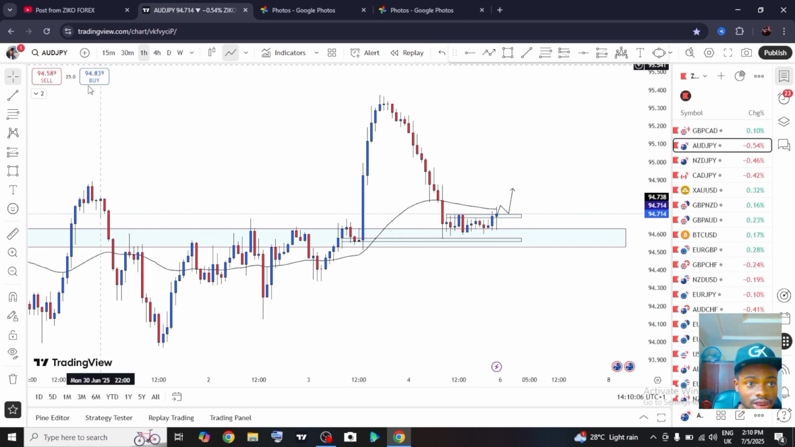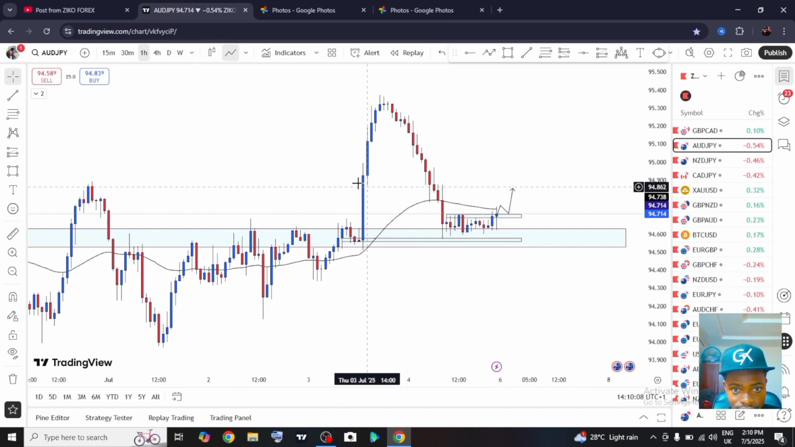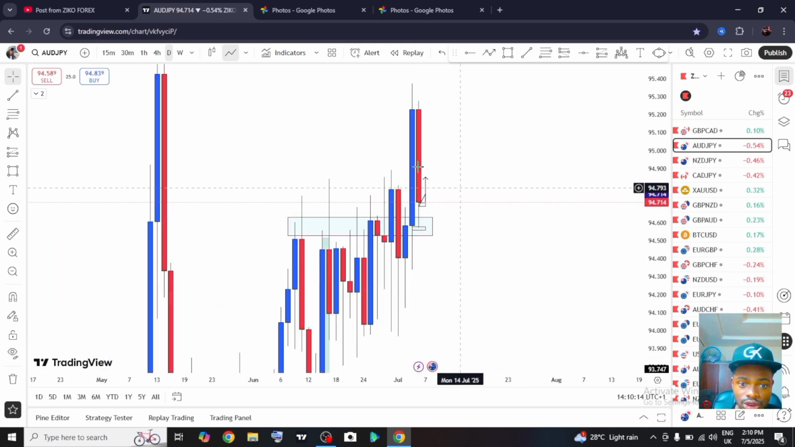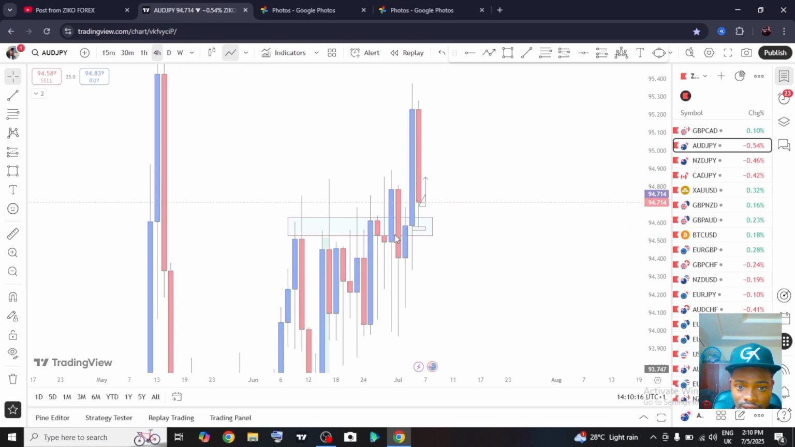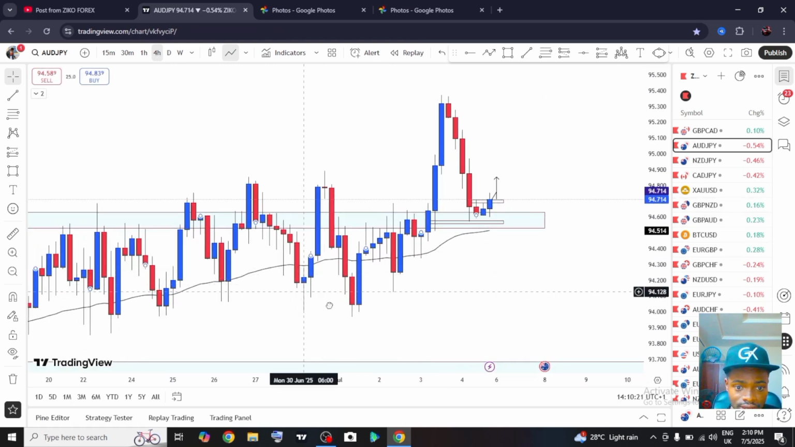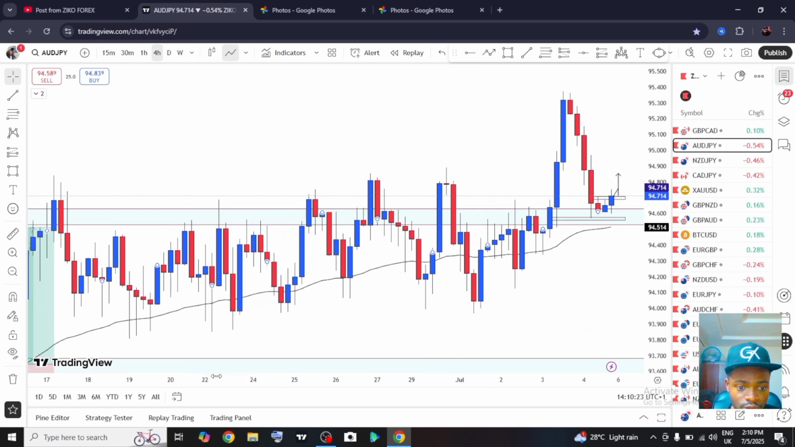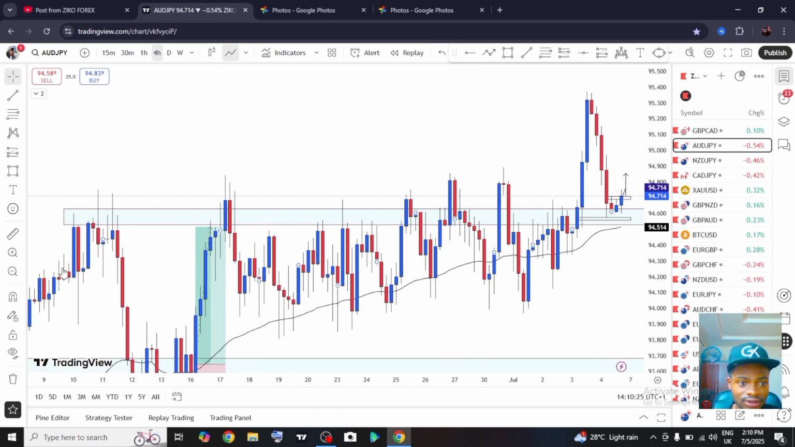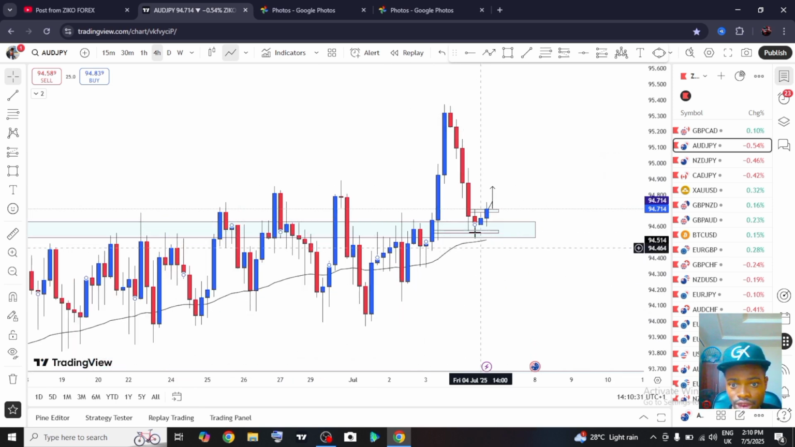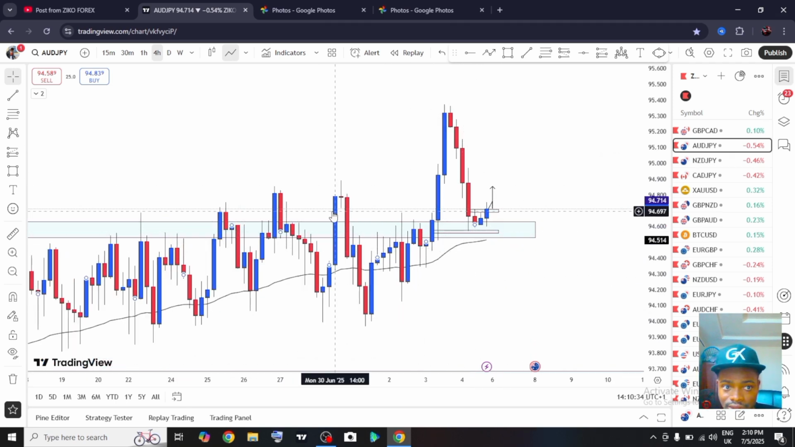Second pair for the week, AUD JPY, right? Daily time frame is bullish. This 4-hour, the area of interest is actually a 4-hour area of interest. Right, you can see that price has rejected this point multiple times, right? So now that we are above area of interest, I'm looking to buy this market this week.